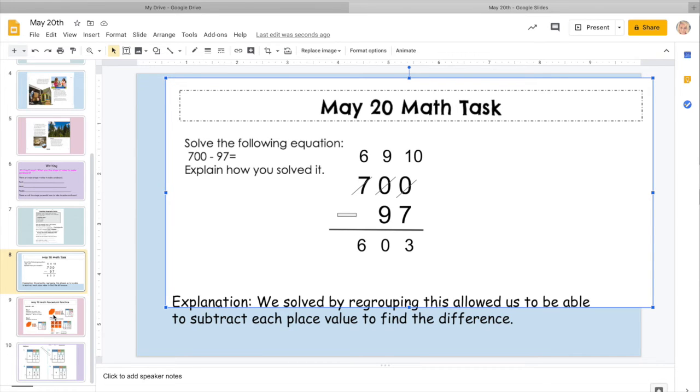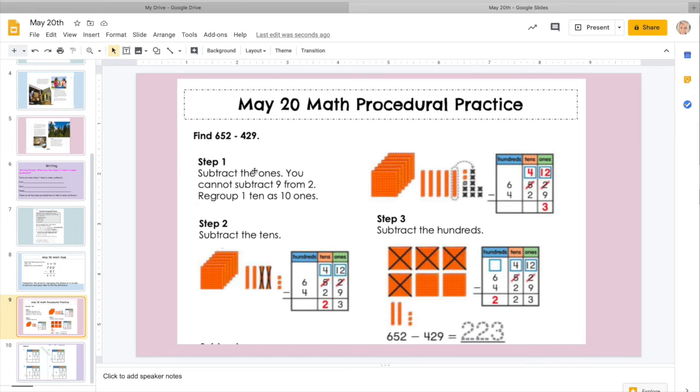So let's go ahead and move on to a little bit of procedural practice. But before we do that, we have an example where it's going to break it down into steps for us, explaining what to do in each column of the place value. This example is we're going to find the difference of 652 minus 429. And remember, you can always draw those base 10 blocks if that helps you, but also make sure that you're lining it up by place value so that you can show your work. All right, step 1, we're going to subtract the ones.